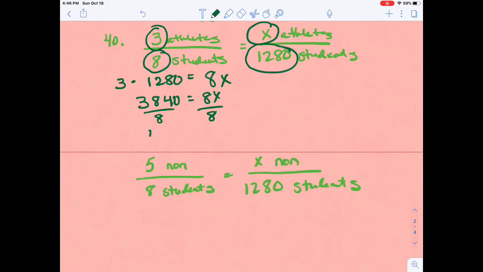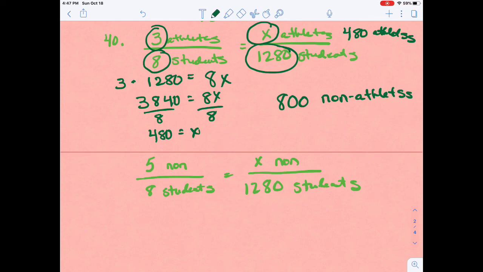I get 480 equals x. And in this case, I have 480 athletes. So I would need to do 1,280 students minus the 480 athletes gives me 800 non-athletes, because that's what it asked me. Yes, I know I just wrote some weird SS thing there.